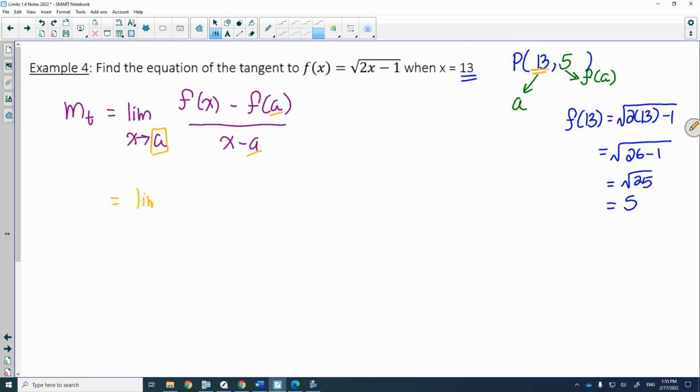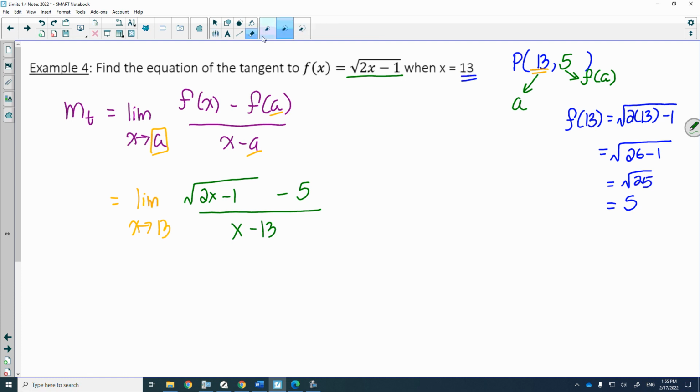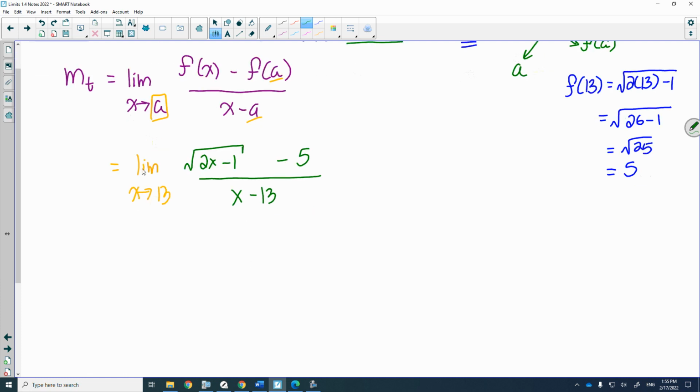So the limit as x approaches 13 of f of x, so this is my f of x, minus f of A, which is 5, all over x minus A, x minus 13. Whenever you have a radical, you know that you're going to be rationalizing. And we're going to be rationalizing the numerator. Right now, I cannot enter 13 into the denominator because I'll have 0, and it'll actually be indeterminate. We'll have 0 over 0. So we've got to clean this up algebraically, so something will cancel.